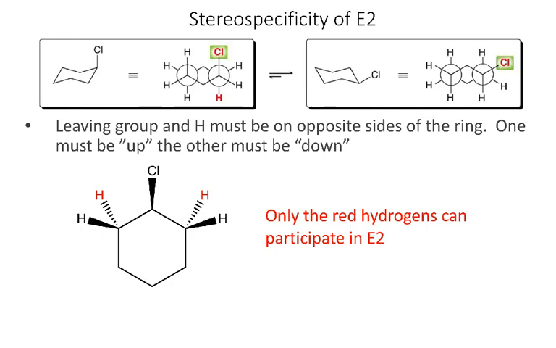All right, and so as a result of this, if you remember when we talked about the groups coming off the cyclohexanes, we often talked about whether they were up or down relative to one another. It turns out that they have to be on opposite sides of the ring in order to get an E2 reaction. So only these hydrogens marked in red are able to participate in an E2 reaction. And so this can have consequences for what products we might get and when we're actually going to get an E2 reaction.